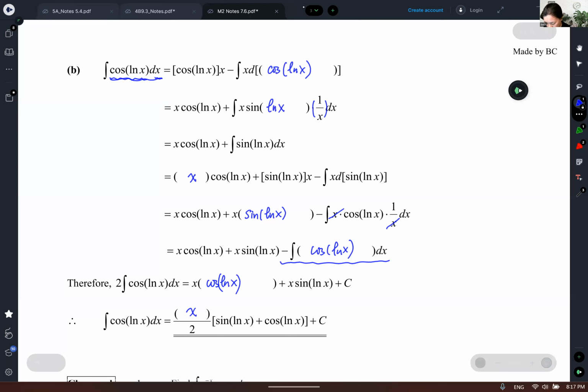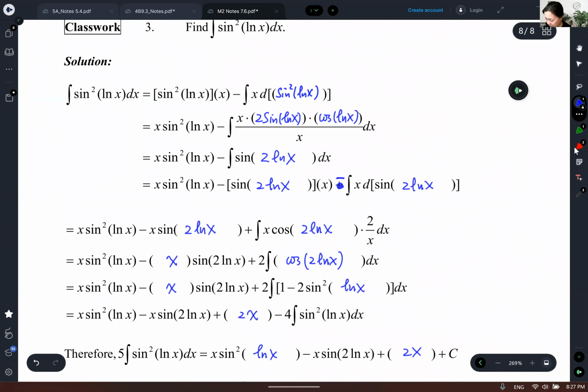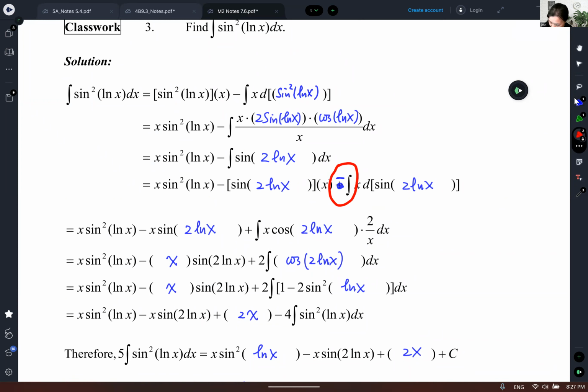For the last question, there's an amendment. You pay attention here, it should be minus here. We change the sign to minus.